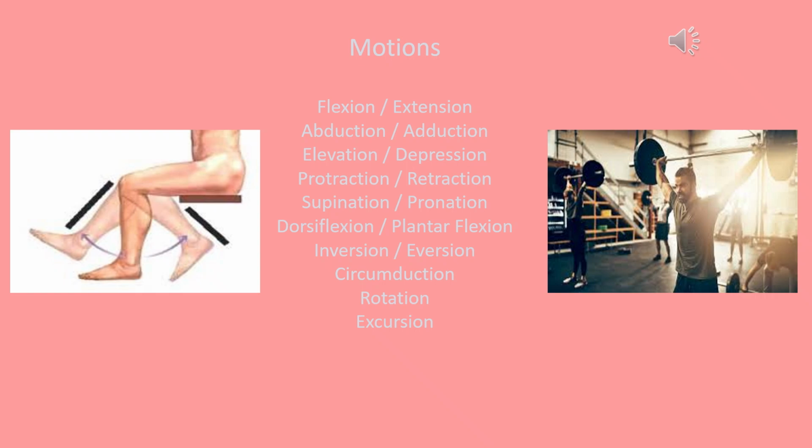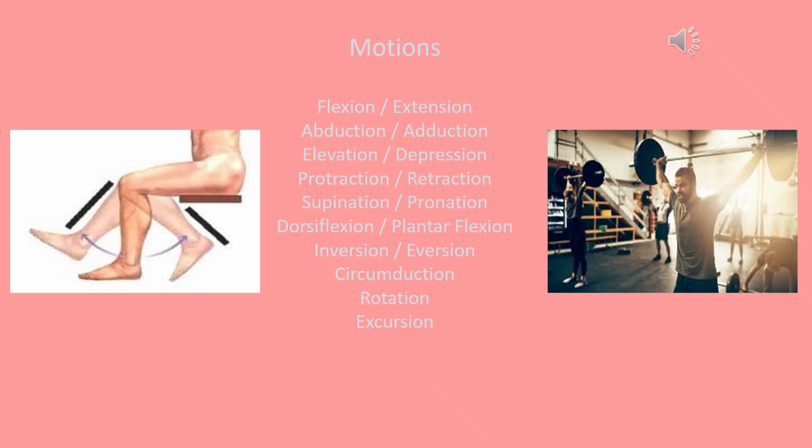Extension is just the opposite. That would be to increase the joint angle between the two bones. So when you extend the arm, you take the flexed arm and you straighten it out again. That increases the joint angle back to 180 degrees.